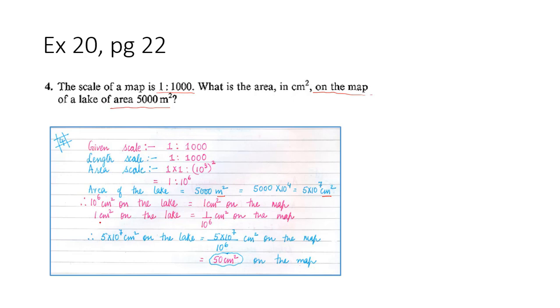So which means, by a simple unitary method, 1 centimeter square on the lake will represent 1/10 raised to the power 6 centimeter square on the map. What we need to find out is how much 5 into 10 raised to the power 7 centimeter square on the lake represents. So we continue with the unitary method, and after the cancellation, we get 50 centimeters square as the answer. So that's the final answer which we are looking for.